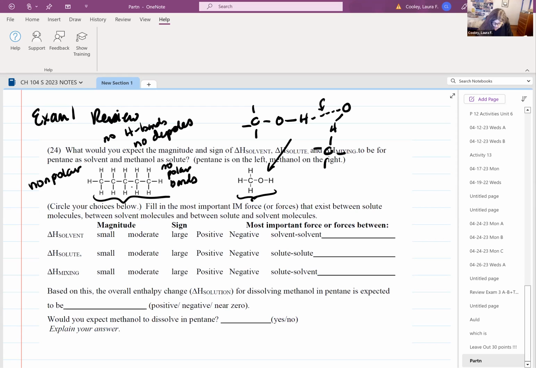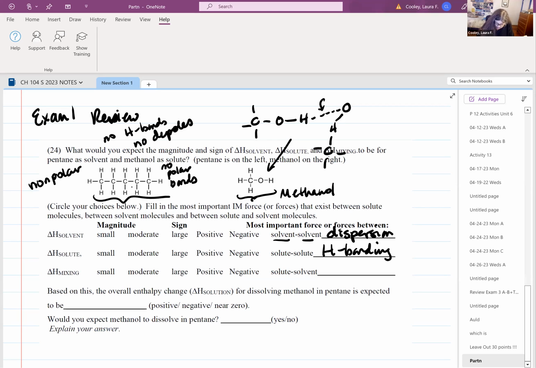So when we go to fill this out, the most important force, okay, so which is the solvent? Let's say we're saying pentane is the solvent. So this solvent is on the left. For the solvent, the interactions between the solvent molecules and other solvent molecules, all there could be would be dispersion forces. But here with methanol, there's hydrogen bonding.